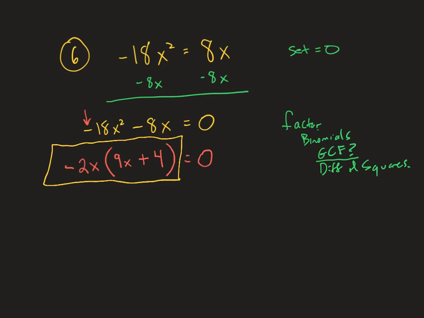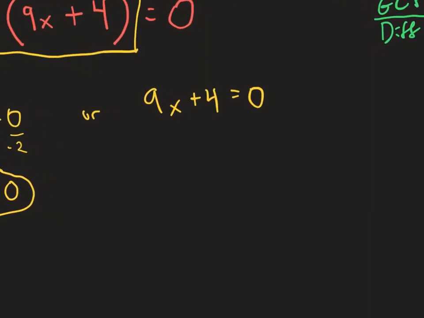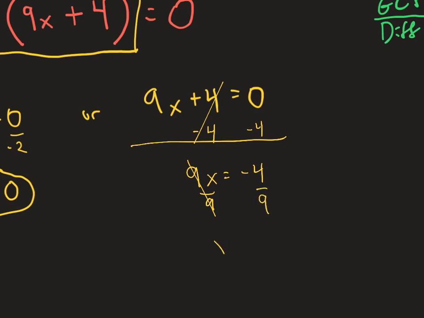Step 2, we're separating these out. Negative 2x equals 0, or 9x plus 4 equals 0. Divide negative 2. X equals 0 divided by anything is just 0. On the right, subtract 4. Divide 9. X equals negative 4/9.